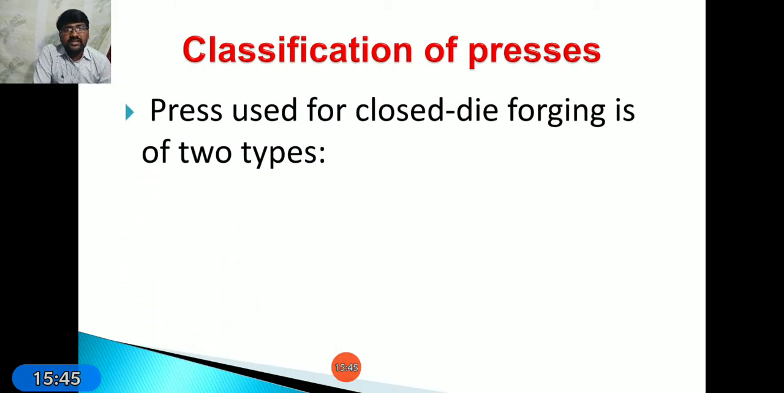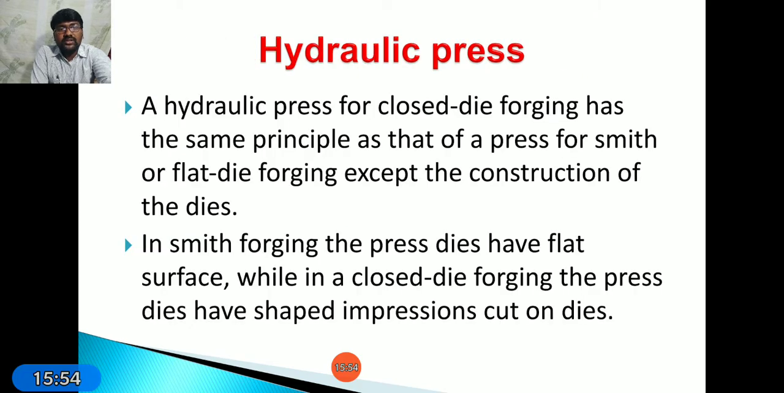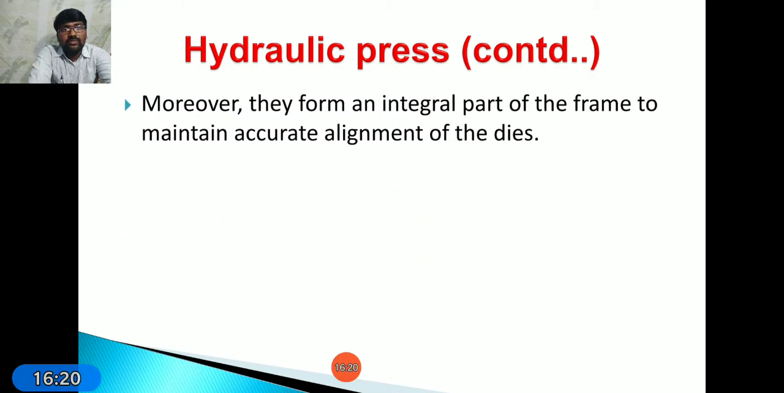Next, classification of presses. The presses used for closed die forging are of two types, hydraulic and mechanical. A hydraulic press for closed die forging works on the same principle as a press for smooth or flat die forging, except for the construction of the dies. All the remaining is the same. In smooth forging, the press dies have flat surfaces, while in closed die forging the press dies have shaped impressions cut in them. Moreover, they form an integral part of the frame to maintain accurate alignment of the dies.